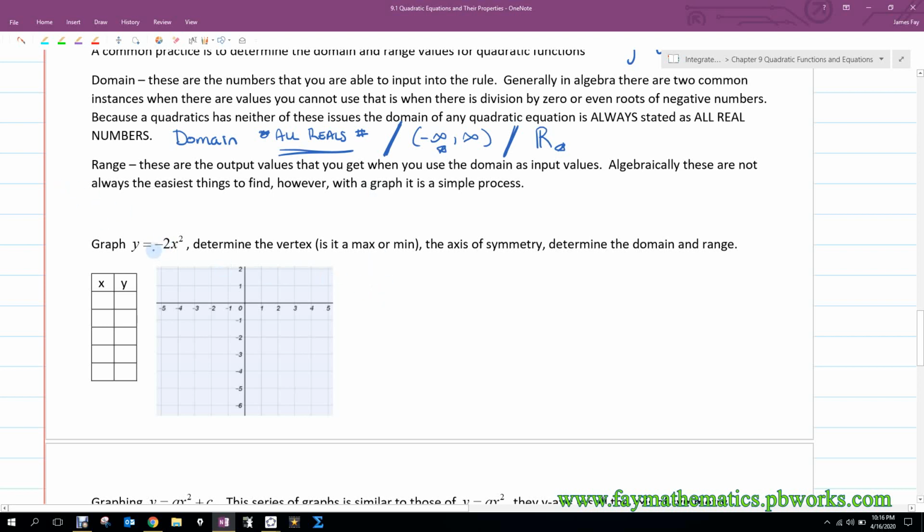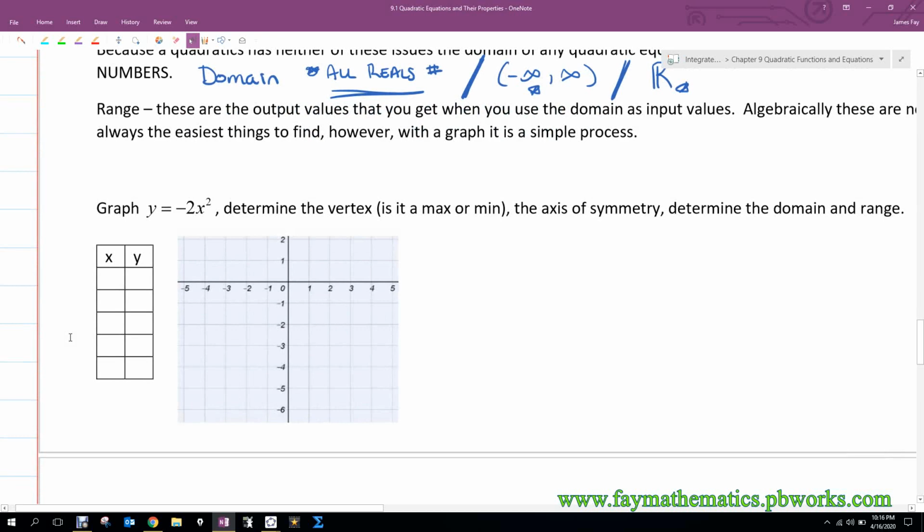So here it says graph y equals negative 2x squared, determine the vertex, is it a max or min, find the axis of symmetry, determine the domain and range. So these are all things that we're interested in when we construct a parabola. It's of the form ax squared, so I know the vertex is going to be 0, 0. If I plug in x to be 0, 0 squared is 0 times negative 2 is 0, so 0, 0, okay? Now if I try x to be, let's say, 2 here.